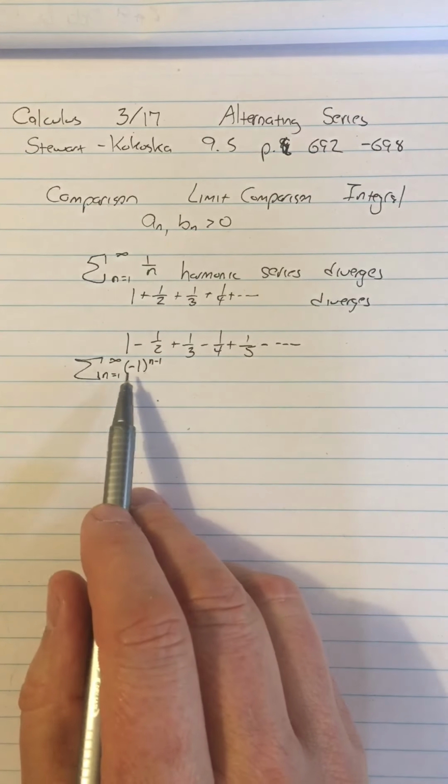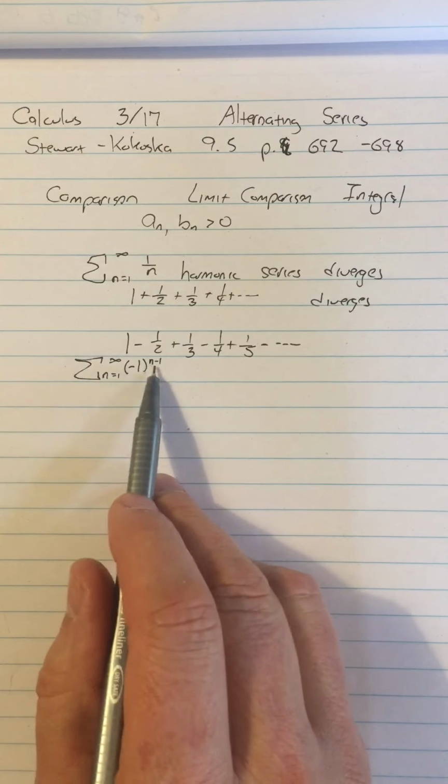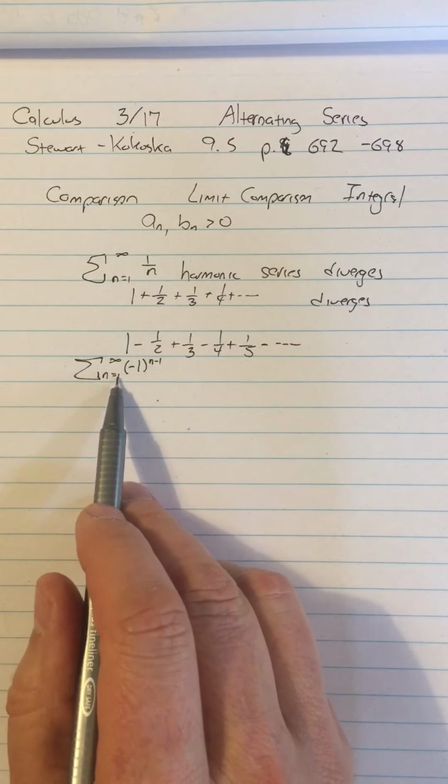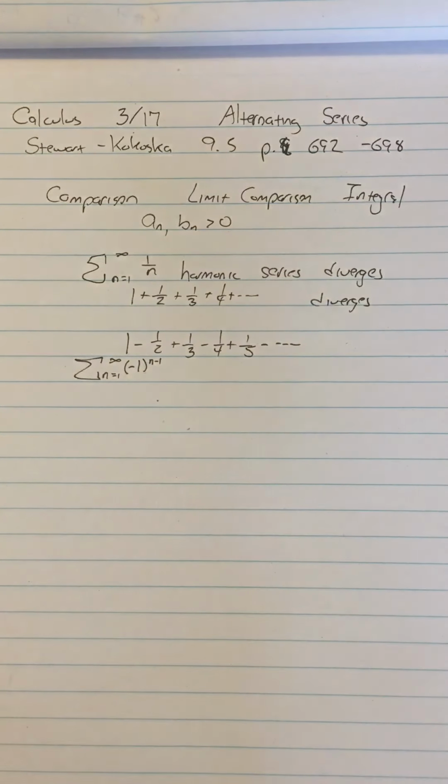So you will see sometimes we'll have n equals 1 to infinity, -1 to the n minus 1. Some people put n equals 0 to infinity, -1 to the n. You just have to look at it and think, is the first term going to be positive or negative, and work it out from there.